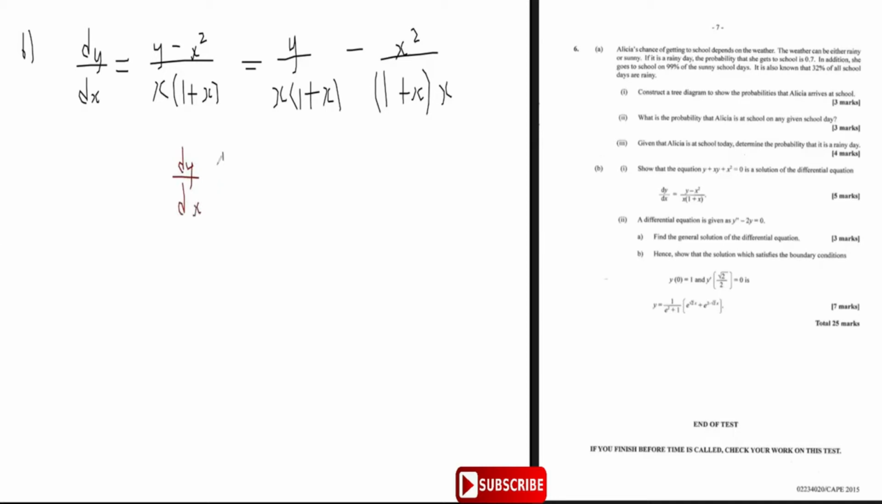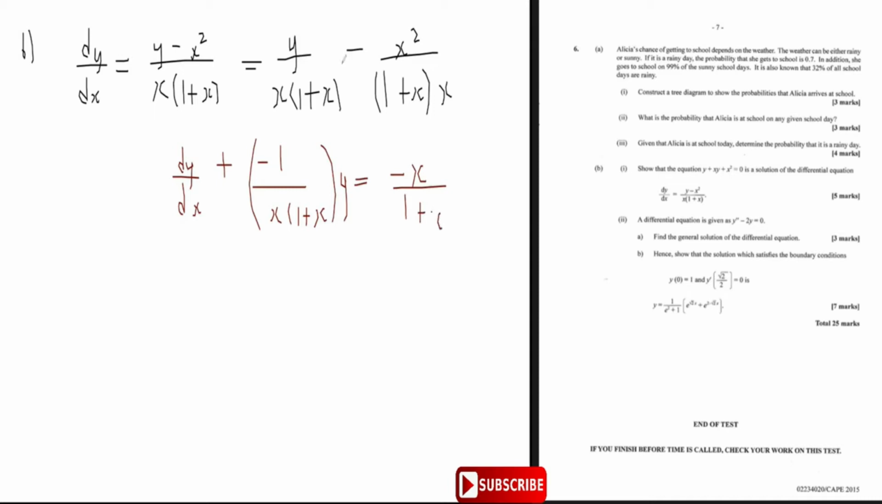And so really and truly what I have is dy by dx plus, I'm going to bring it over now. I'm bringing over this part. I'm going to have dy by dx plus minus 1 over x into 1 plus x times y. That's equal to minus x squared. And then an x cancels out an x from the numerator. So it's really equal to minus x over 1 plus x.